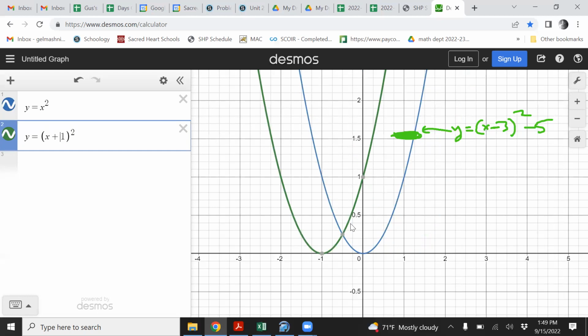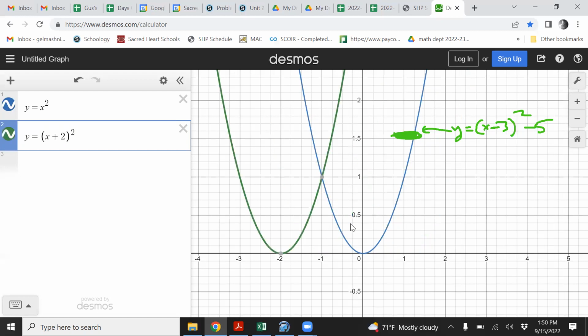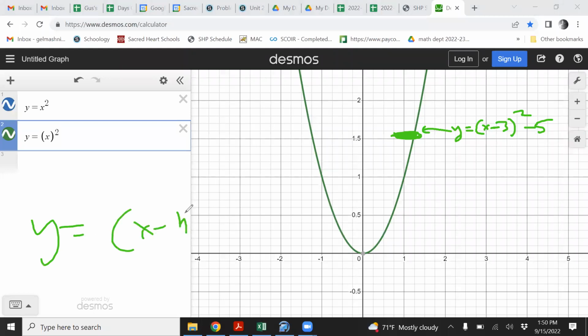It also seems a bit counterintuitive, but +1 means shift 1 left. Or if I do +2, 2 left. Or +3, 3 left, +4, and so forth. So generally speaking, we could think of this as y equals x minus h squared plus k, where h is the horizontal shift. H is actually the x-coordinate of the vertex, and k is the y-coordinate of the vertex.